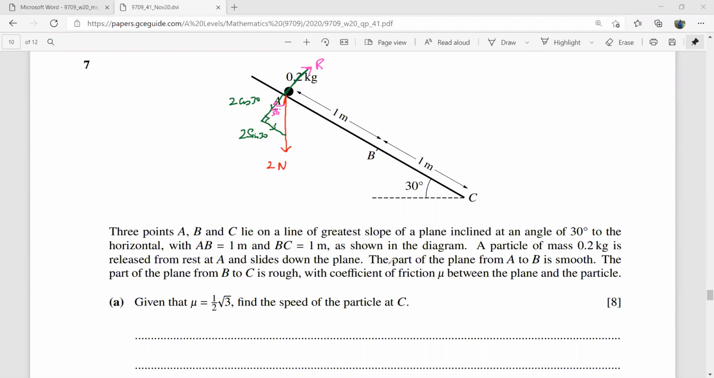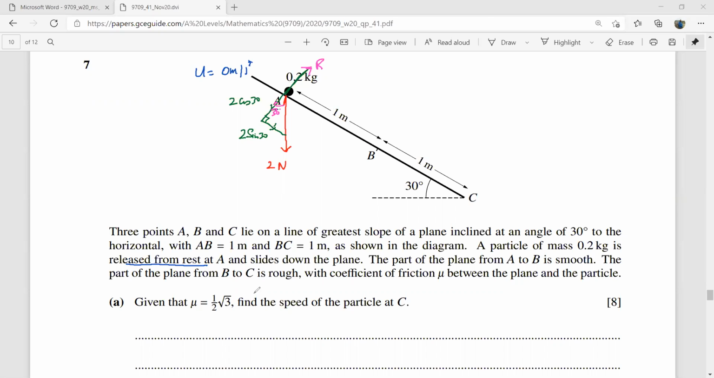So guys, it says the particle of mass is released. Release means the initial speed is going to be zero. Released from rest, so initial speed is zero. Slides down the plane. The part of the plane from A to B is smooth. So there is no friction over here. Only the downward weight component would be pushing this downward.